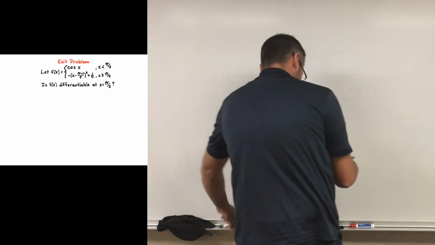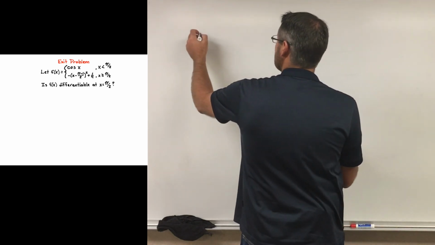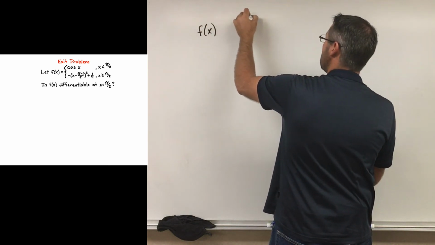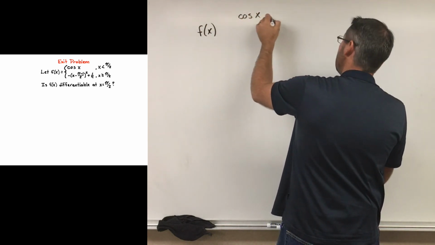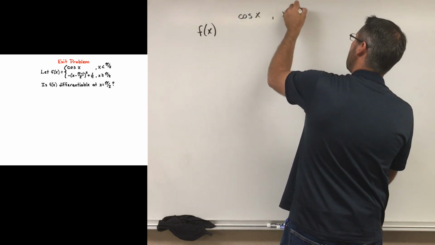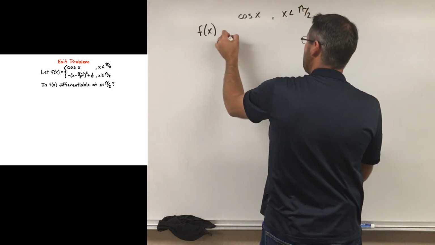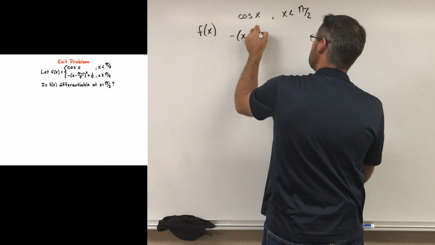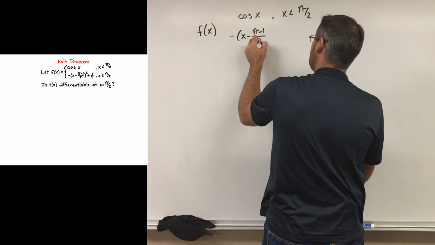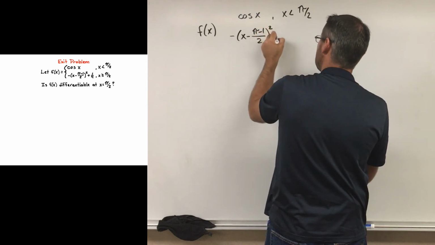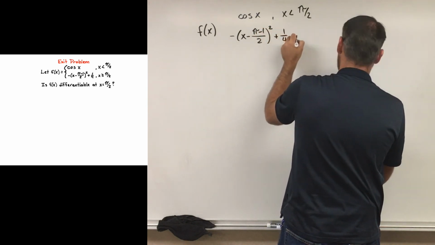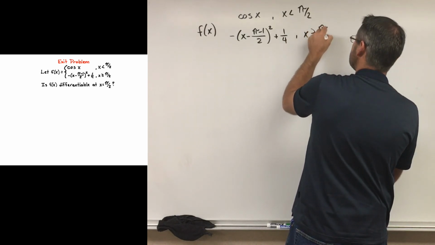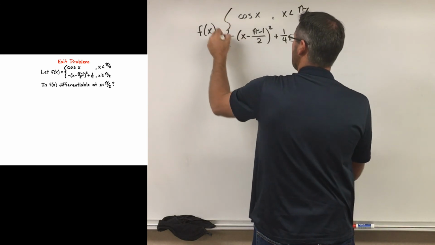So this exit problem says, let f of x be a piecewise function where the first piece is the cosine of x for x less than pi over 2, and then negative, parentheses, x minus pi minus 1 over 2, squared, and then plus 1/4. That's an interesting function there. For x greater than or equal to pi over 2. And that's my piecewise.